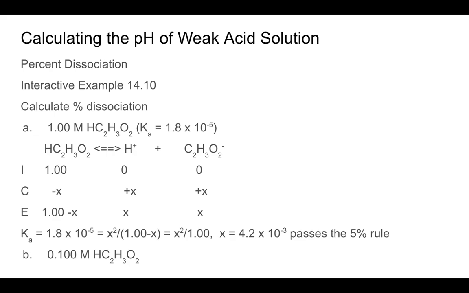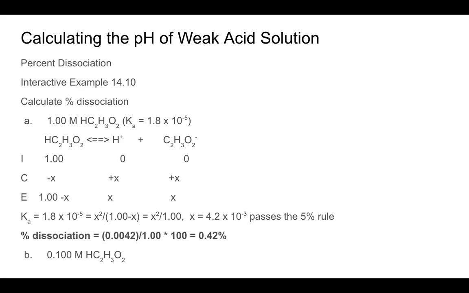We get 1 minus x for the acetic acid at equilibrium, x and x. We throw those into the Ka expression: 1.8 times 10 to the minus 5 equals x squared over 1 minus x. We neglect the x on the bottom. X squared now equals 1.8 times 10 to the minus 5. Take the square root of that. X equals 4.2 times 10 to the minus 3, which is only 0.42% of 1.00, so it passes the 5% rule.